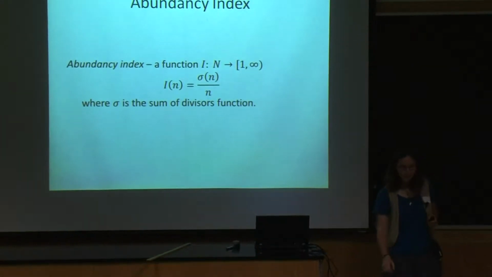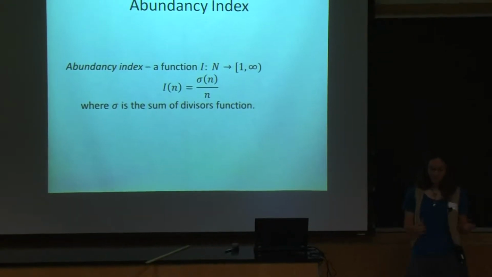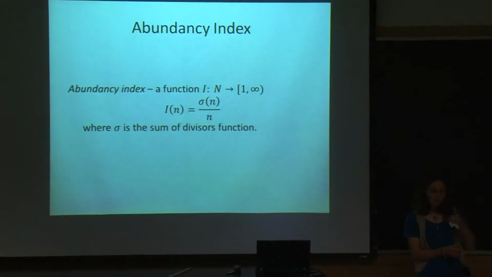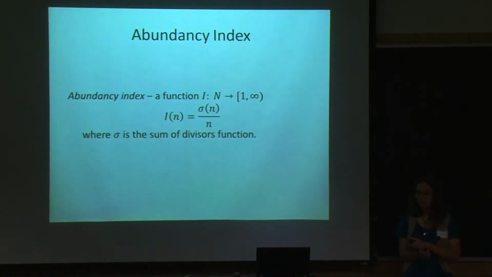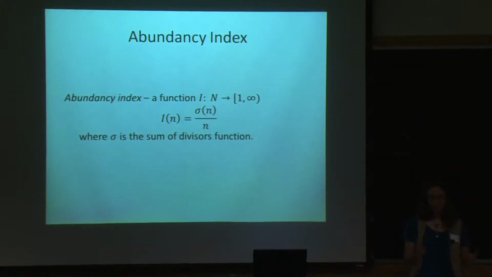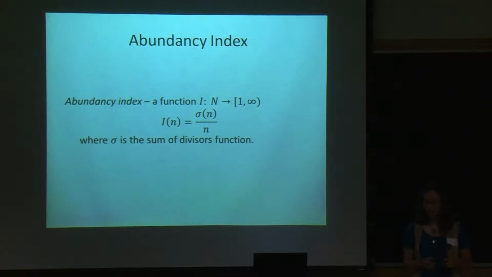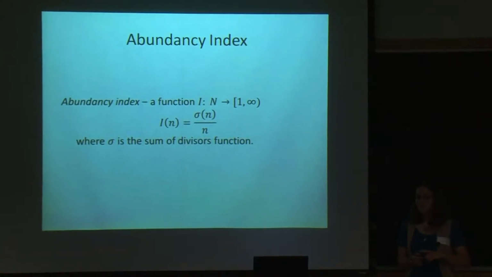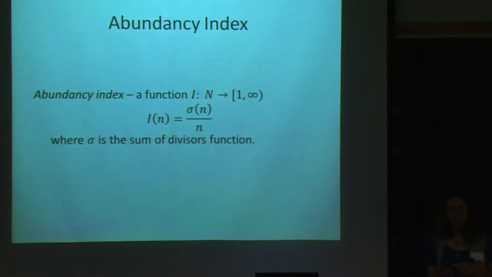So the abundancy index is a function that takes natural numbers to the set of rational numbers greater than or equal to 1. So to calculate the abundancy index of a natural number, so always counting numbers, we take the sum of divisors of that number and then divide by the number itself.